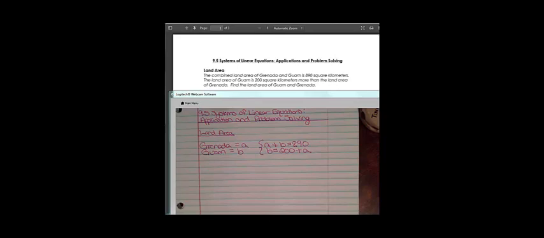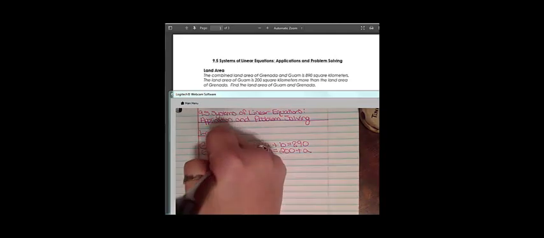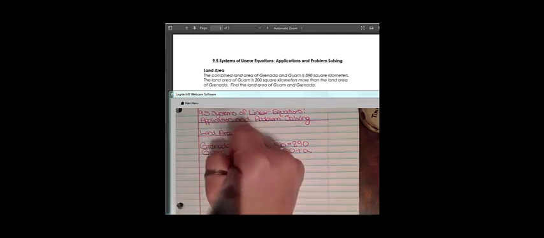In order to do that, though, we need to have them written as a plus b equals something. So it means we need to move this problem around. I'm going to just rewrite the first equation. A plus b equals the 890.